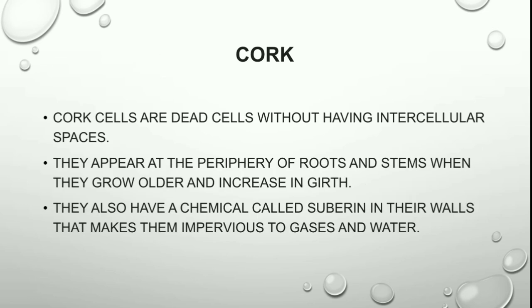Next protective tissue is cork. Cork cells are dead cells without intercellular space. They appear at the periphery of roots and stems when they grow older and increase in girth. So when a plant becomes a tree, when it becomes older, then we can see these cork cells. They also have a chemical called suberin in their walls that makes them impervious to gases and water.